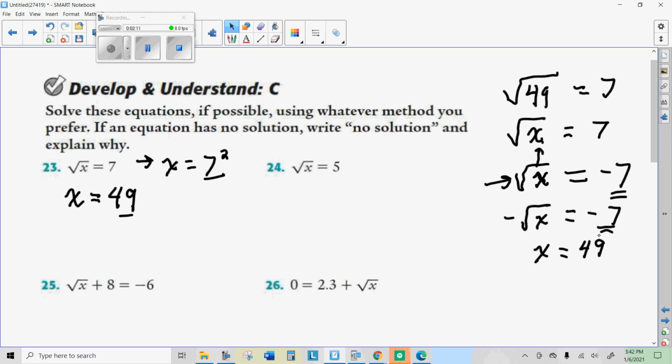And basically, I just kind of want you to use your brain to think about what's going on here. Remember that the square root tells you what number times itself equals something. So look at this and see if you can figure out what the answer is. Since the positive square root of 25 is equal to 5, the answer, you can see, is x equals 25.